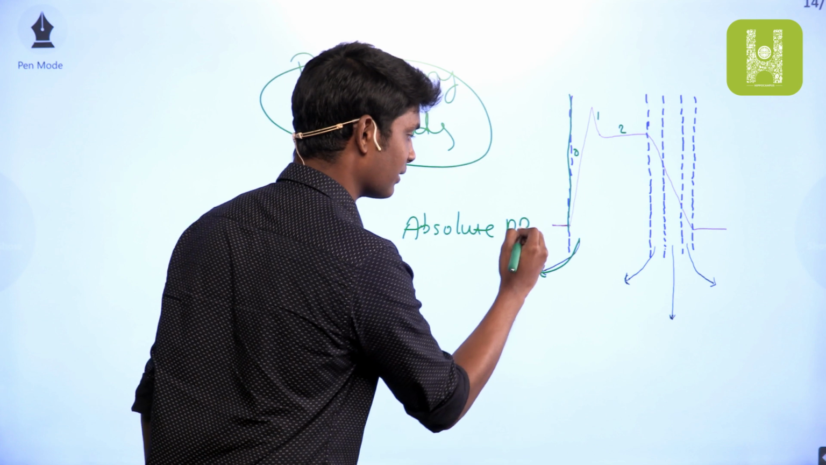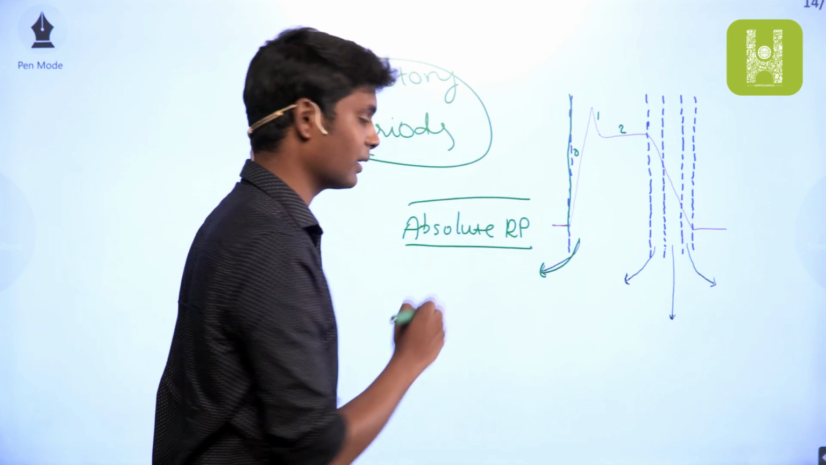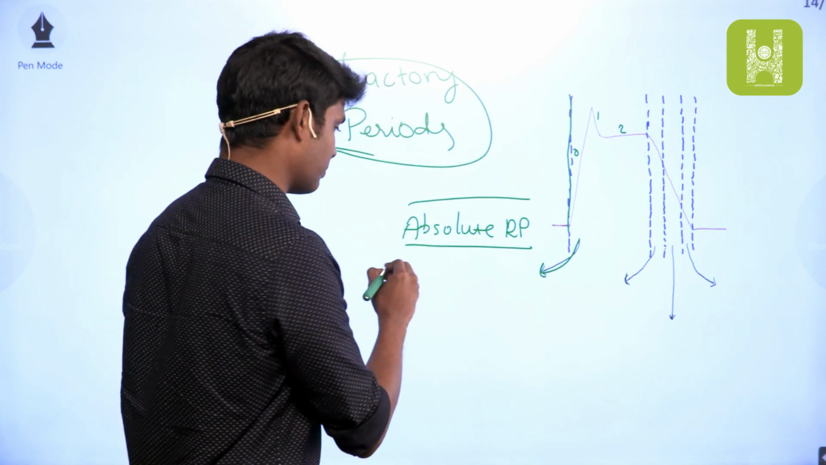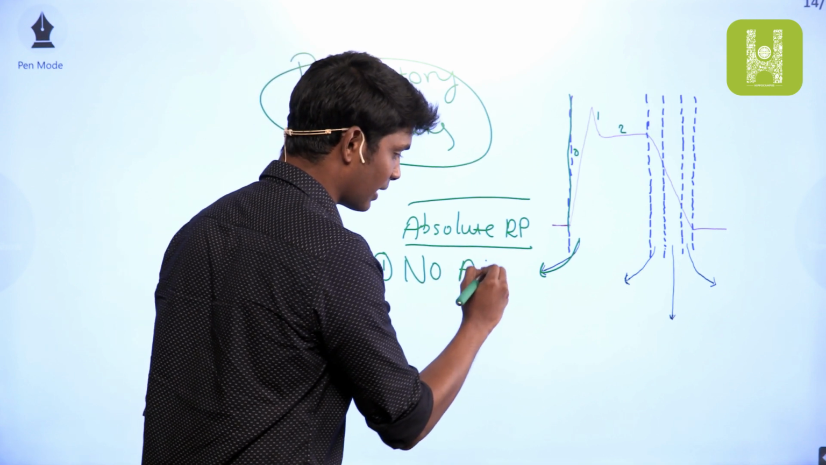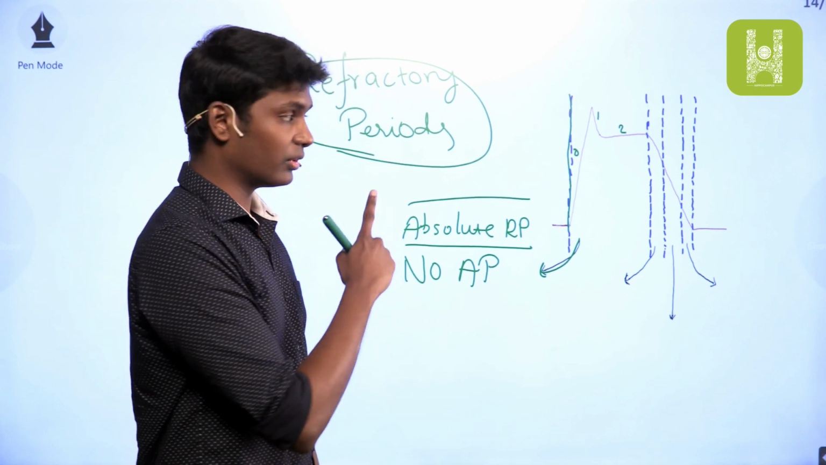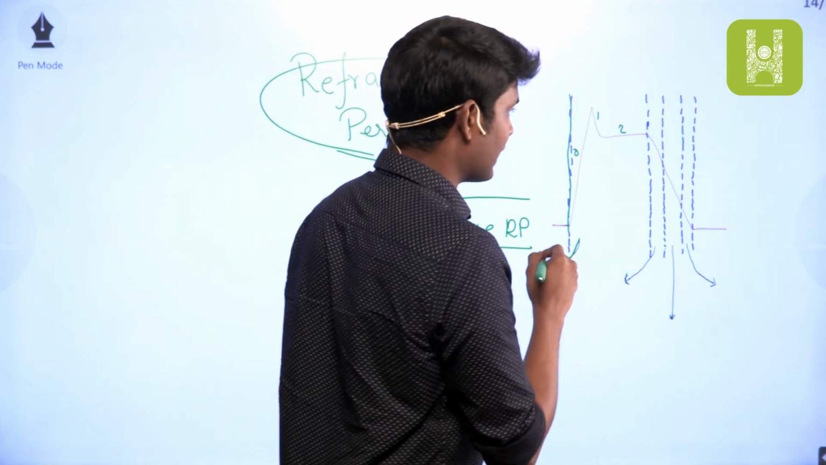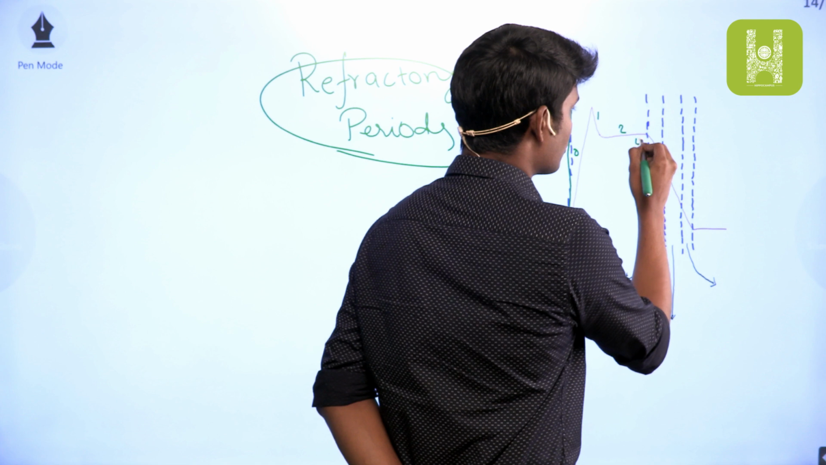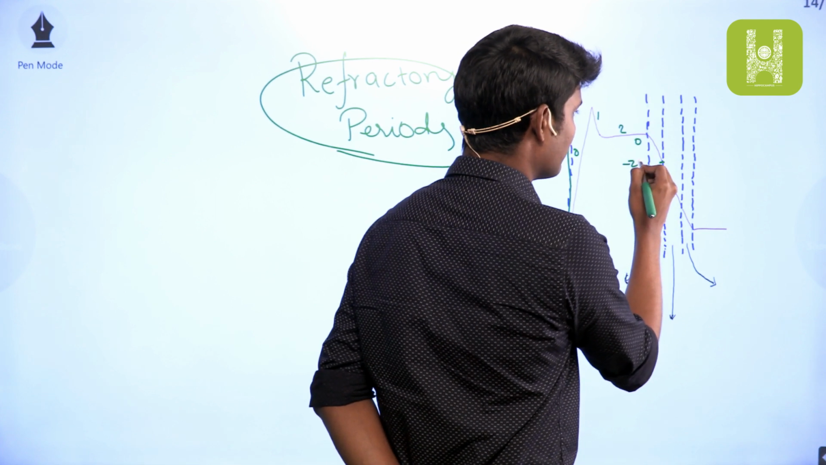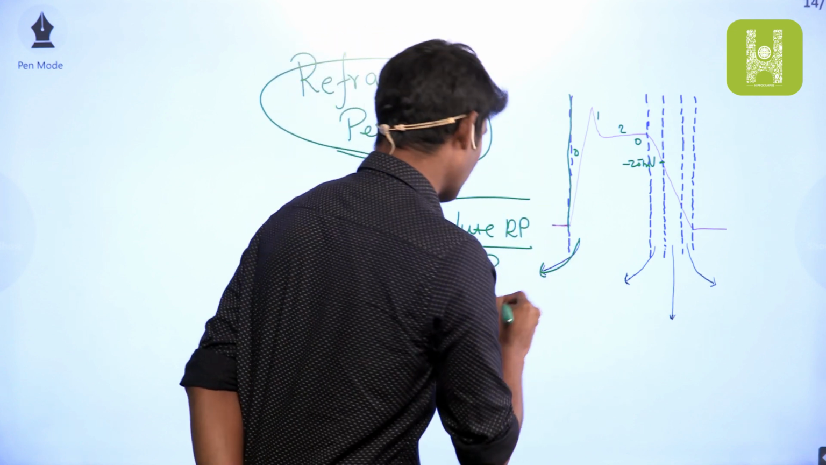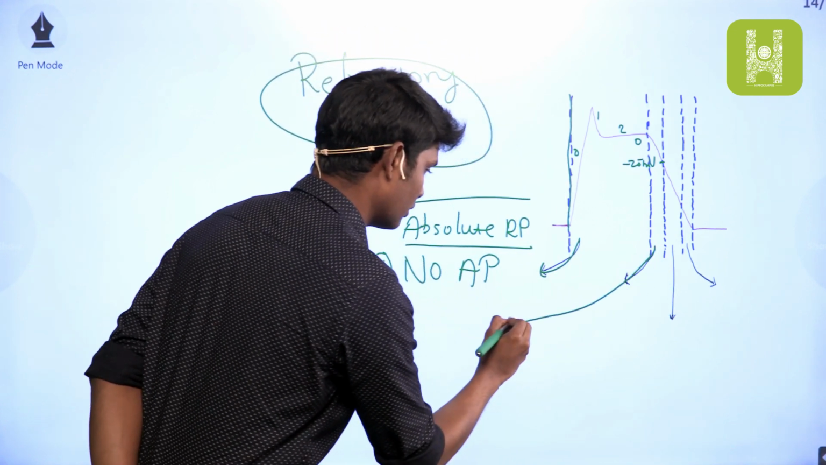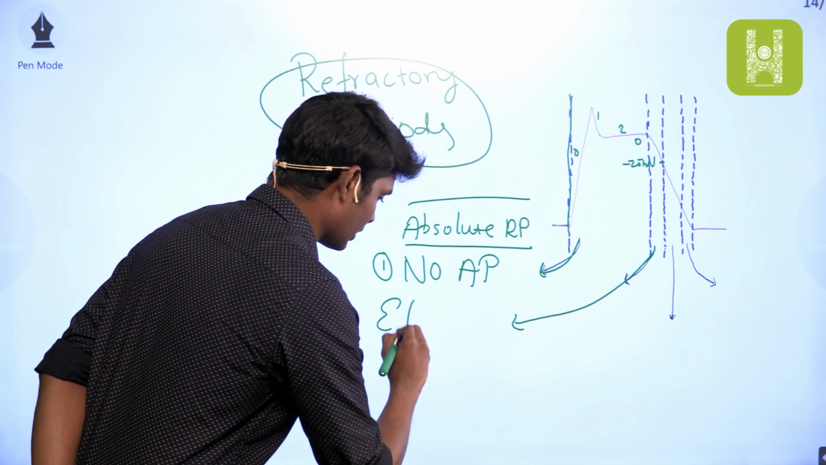absolute refractory period. So when there is absolute refractory period, there is no action potential which can be generated. So this is one important thing. The next one is from 0 to around maybe minus 25 millivolt. This particular period is called effective refractory period.